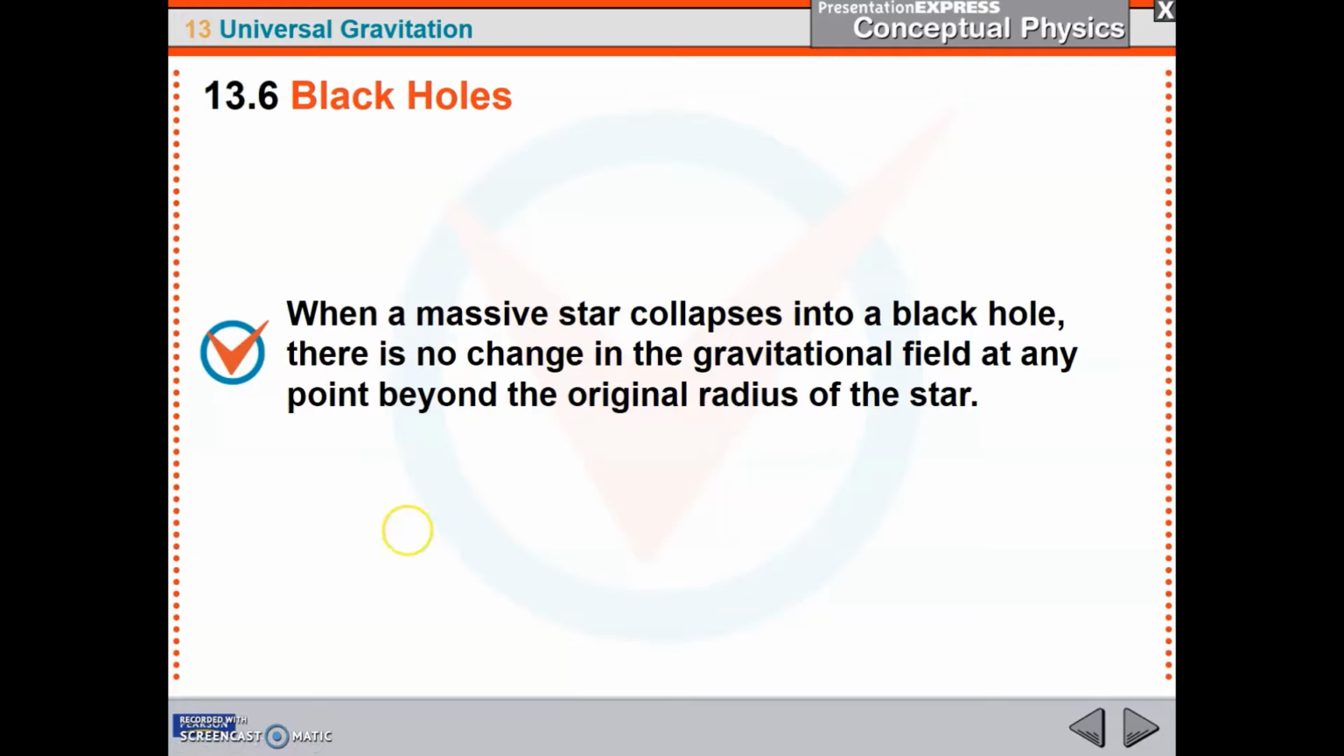Page 1. This is what you need to know coming out of this. When a massive star collapses into a black hole, there is no change in the gravitational field at any point beyond the original radius of the star. So, a black hole is when a star collapses. There's no extra matter being thrown in there, it's just a star, and then it starts to shrink into a tiny dot. So, we're going to discuss this at length.